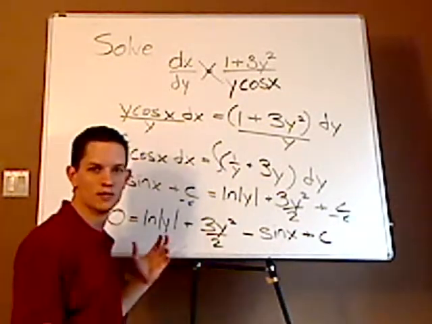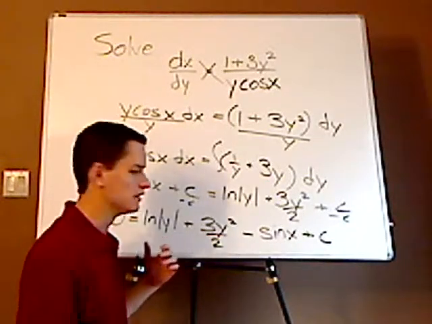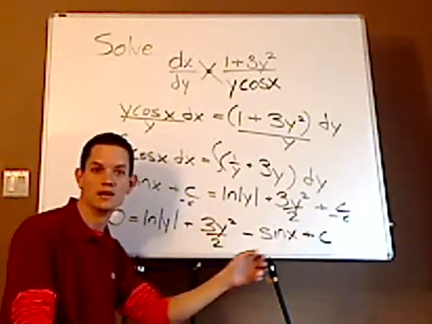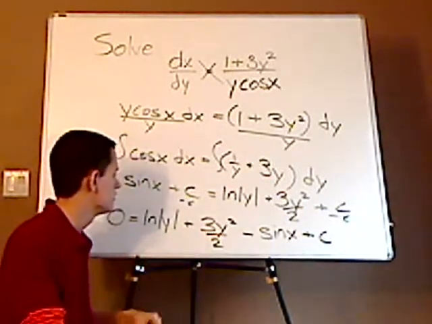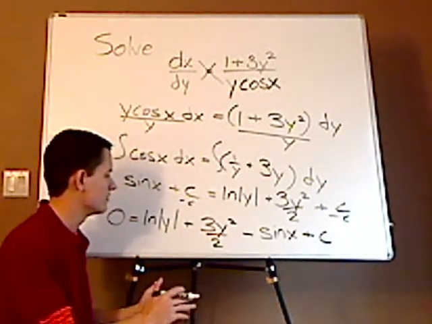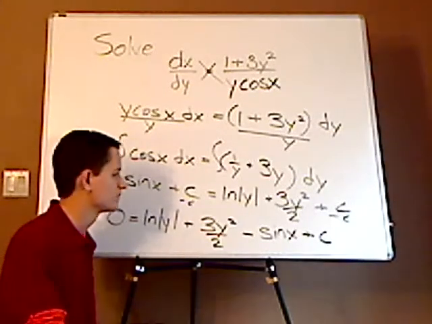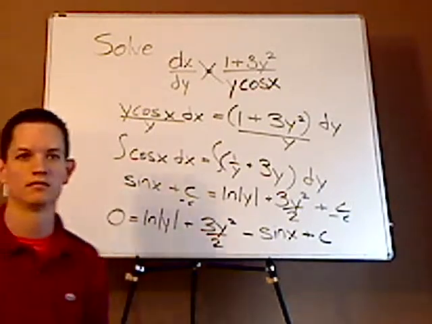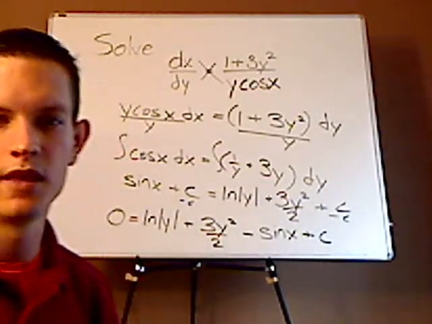Then you can do some manipulation if you want. You can multiply everything by 2. 2 times a constant is still a constant. But the way this is set up, you don't necessarily have to do that. You can if you want, but that's it. That's your solution.